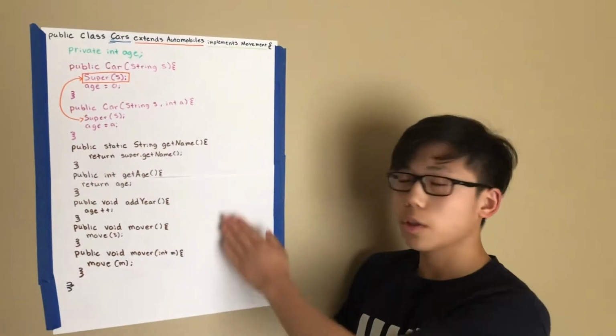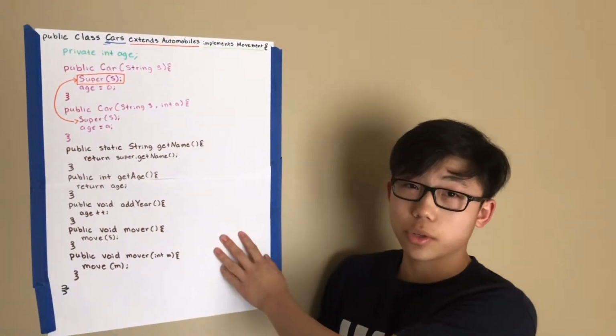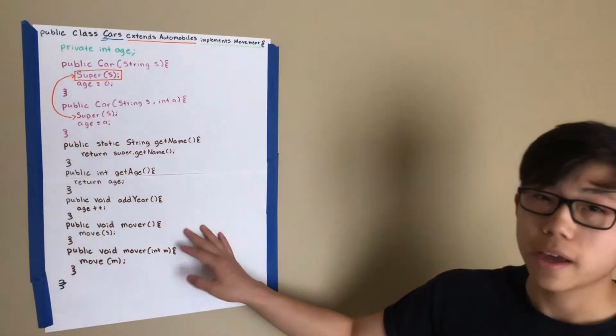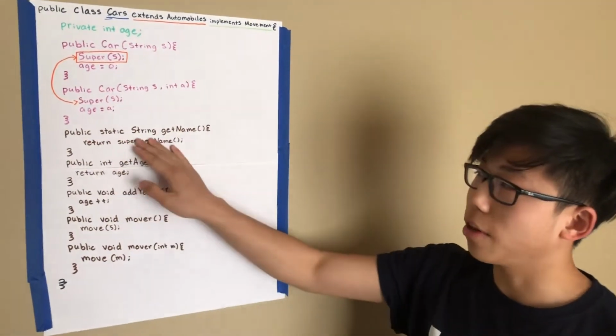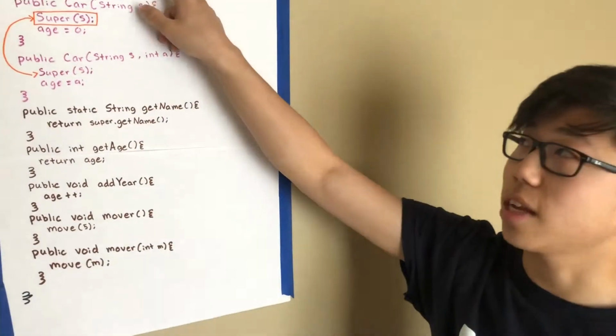So the last part of the three-part trilogy of the class body is its methods. Now the methods have their own header, just like how constructors and classes have their own headers.